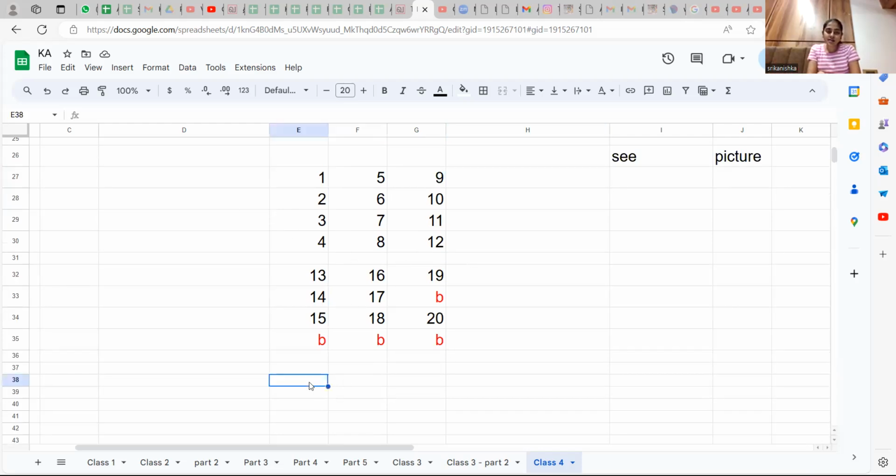Sir, can I try another time? Yeah, one more time. You can start from here. I see a picture. I am seeing a picture. I have seen a picture. I have been seeing a picture. I saw a picture. I was seeing a picture. Very good. I have seen a picture. There is a change. I had seen a picture. Correct, you are correct.